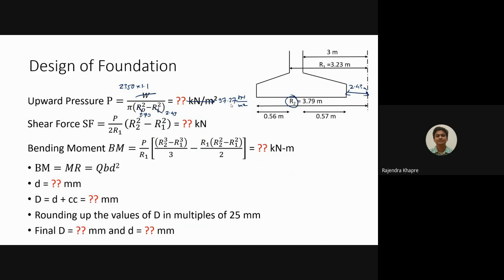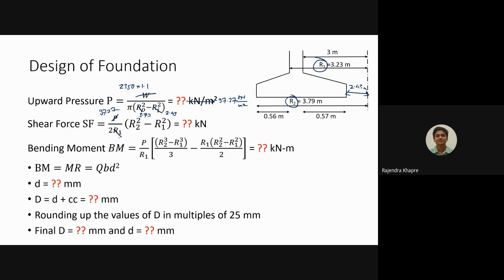Now we have to calculate the shear force. The shear force has to be calculated on the surface. The maximum shear force which will be caused due to the upward pressure intensity can be calculated by a simple expression, P divided by 2 times R1, into R2 square minus R1 square. So you know the values. The P value we have just calculated, that is 97.27.